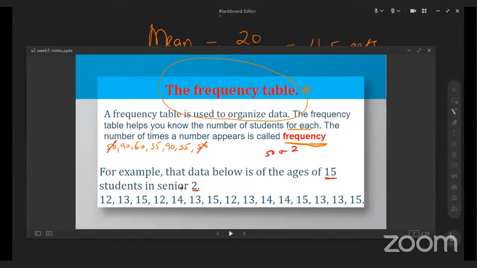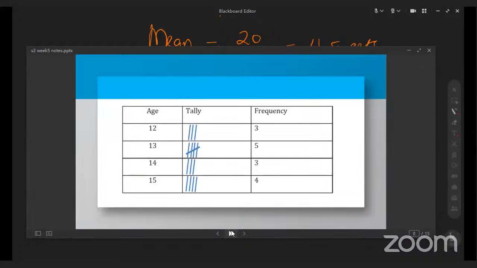Now, that age of yours, I'm going to list down here. Maybe Isabella says I'm 12, Agala says I'm 13, Mary says I'm 15, and so on. So these are the ages that we have. Now, the task that you have is to put them in what you call a frequency table.